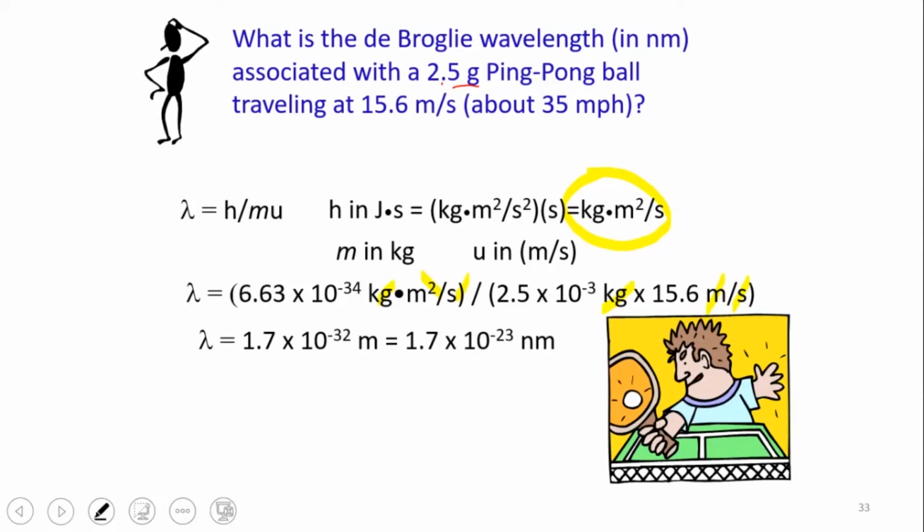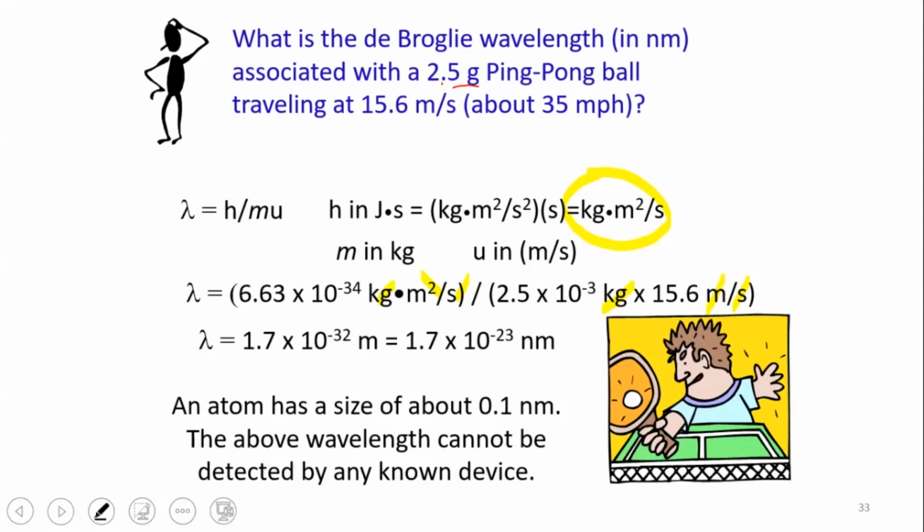the minus 23rd nanometers. Now, you all know that a nanometer is a very small amount, right? It's a billionth of a meter. So there you go. That is the wavelength of a ping pong ball. But you know what the problem is? An atom is roughly about 0.1 nanometers in size. You're talking about something that's like 22 orders of magnitude smaller than that. There is no device that could detect that kind of wavelength. So the point is that even if matter does have these wave properties, we're not going to see them in the macro world. You only see them in the atomic world.